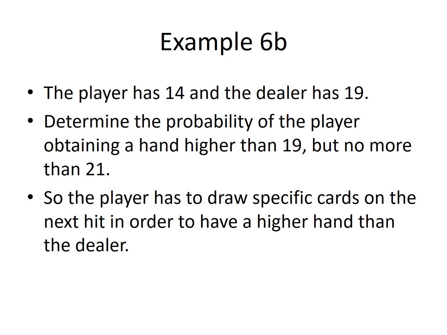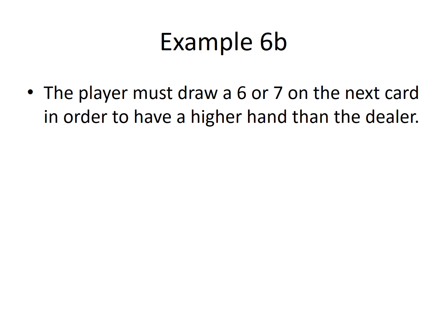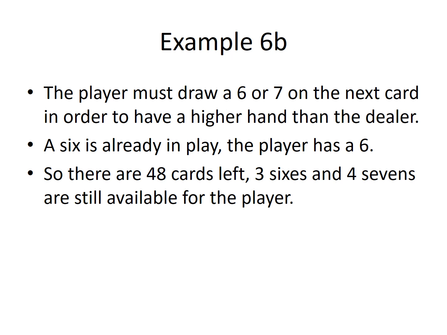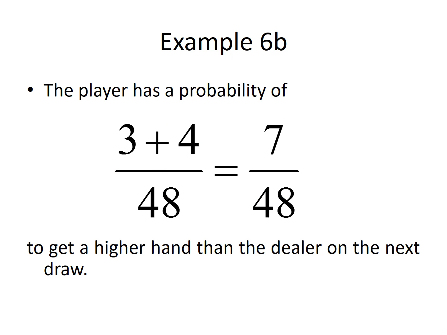So the player has to draw specific cards on the next hit in order to have a higher hand than the dealer. The player must draw a 6 or 7 on the next card in order to have a higher hand than the dealer. A 6 is already in play. Remember, the player has a 6. There are 48 cards left. 3 of them are 6s and 4 of them are 7s that are still available for the player. So the player has a probability of 7 out of 48 to get a higher hand than the dealer on the next draw.